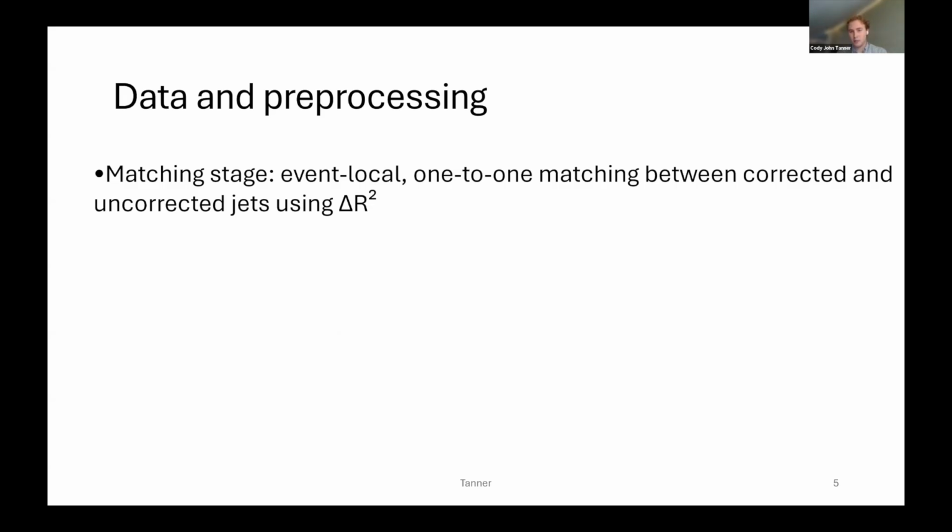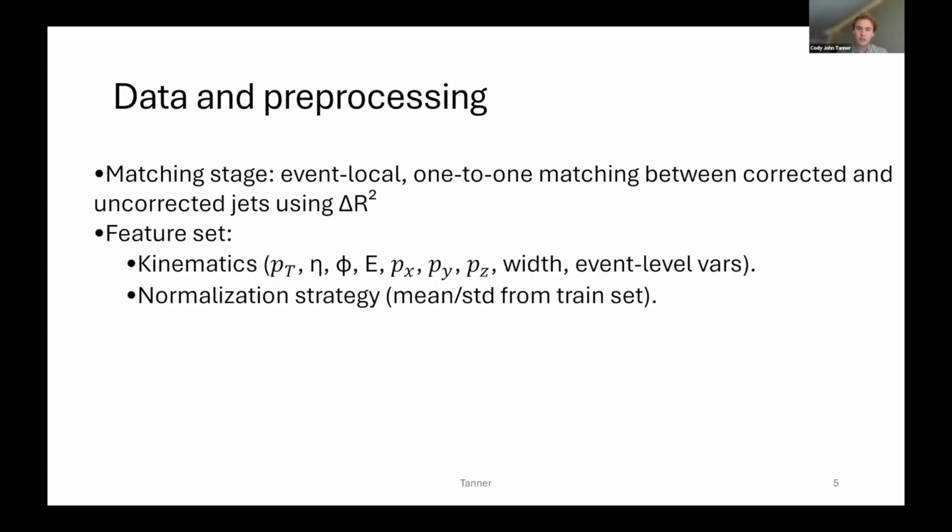Basically, if two jets are pointing in basically the same direction, then we can say that that uncorrected jet became that corrected jet. And that's what we trained our network on: many different kinematic variables. We had the pT, eta, phi, energy, px, py, pz, the width, and multiple event level variables like the number of primary vertices, the average number of interactions per crossing.